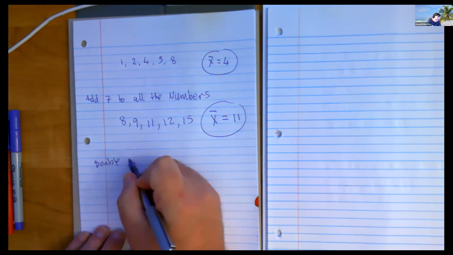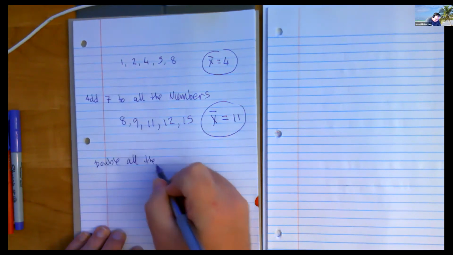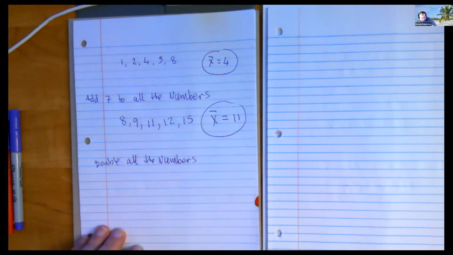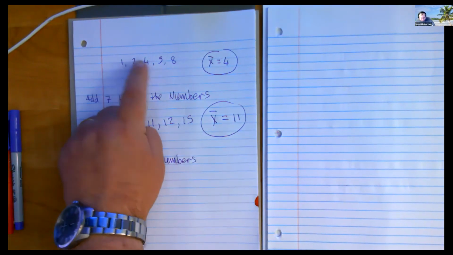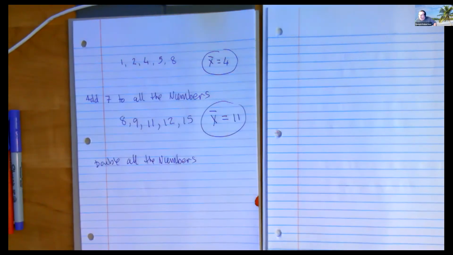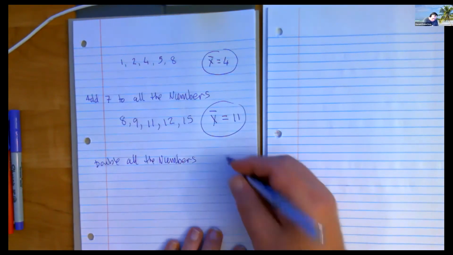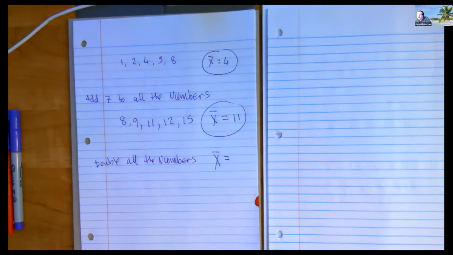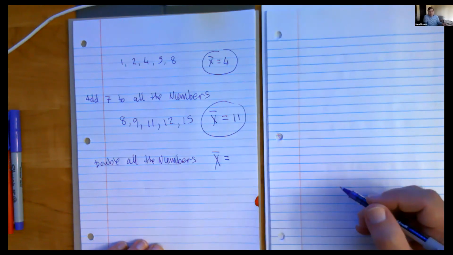Now, suppose you double all the numbers. This time, I'm not even going to write it down. 2, 4, 8, 10, and 16. Suppose I doubled all the numbers in my data set without even doing a calculation. It's reasonably easy to make a prediction. What do you think the new mean is going to be of the doubled data? 8.